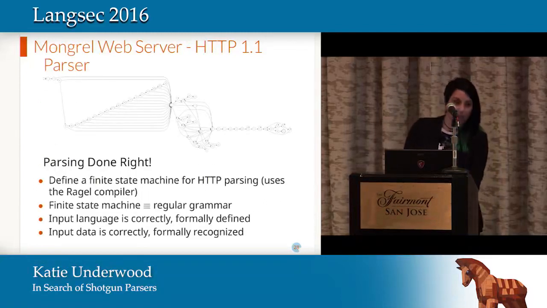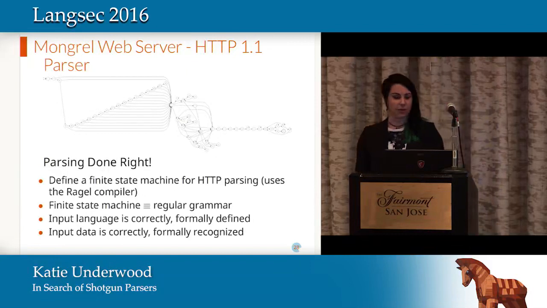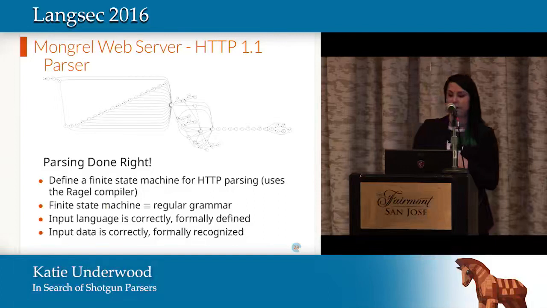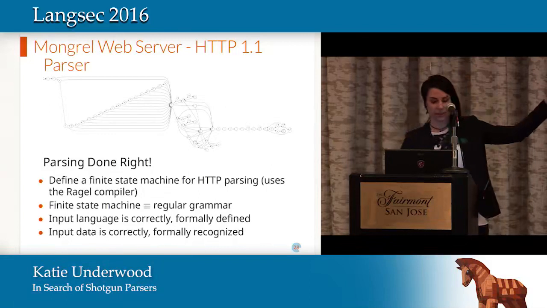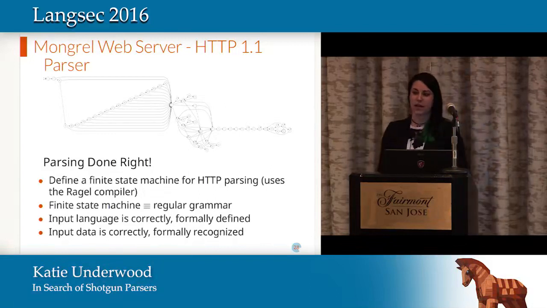And now, finally, lest you think everything is terrible, I'd like to show you a good practice example of a case where parsing was actually done correctly. And this is the HTTP request parser in the Mongrel web server. So you'll see here from this beautiful state transition diagram that what they actually did in this parser was to define a finite state machine using the Ragel compiler.